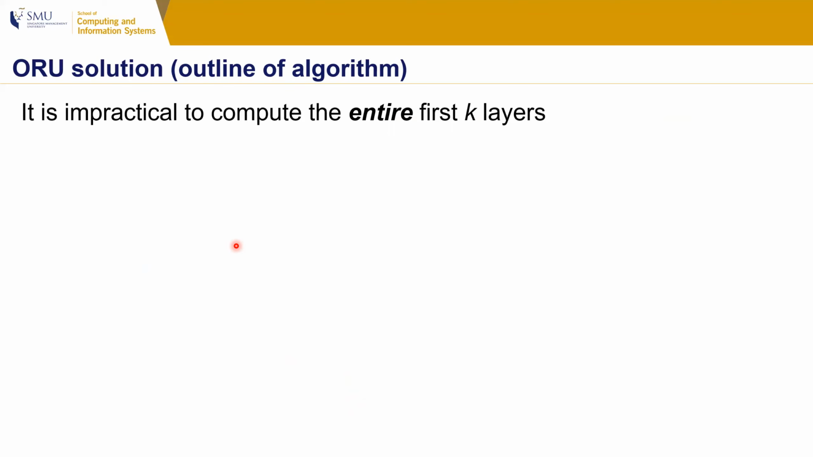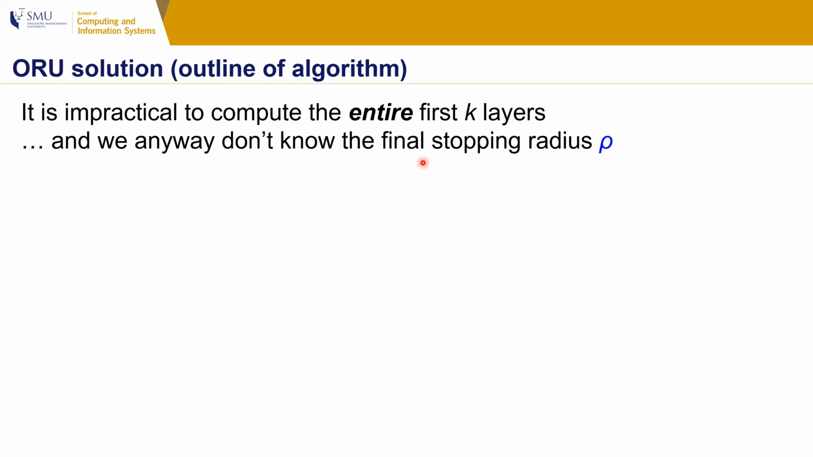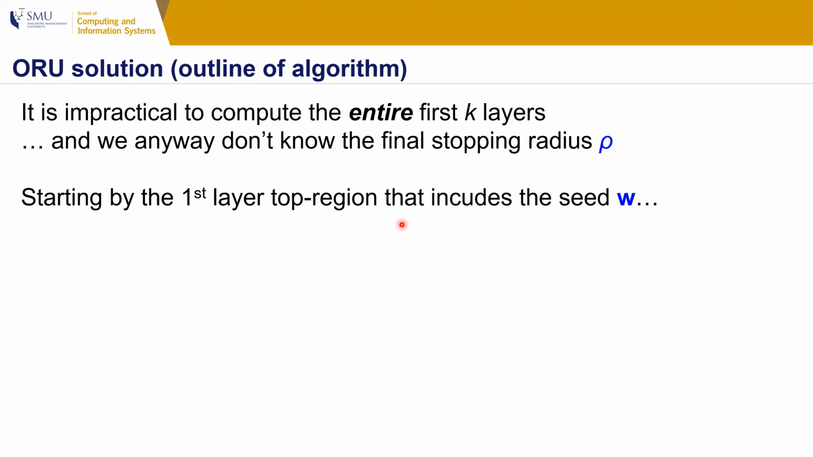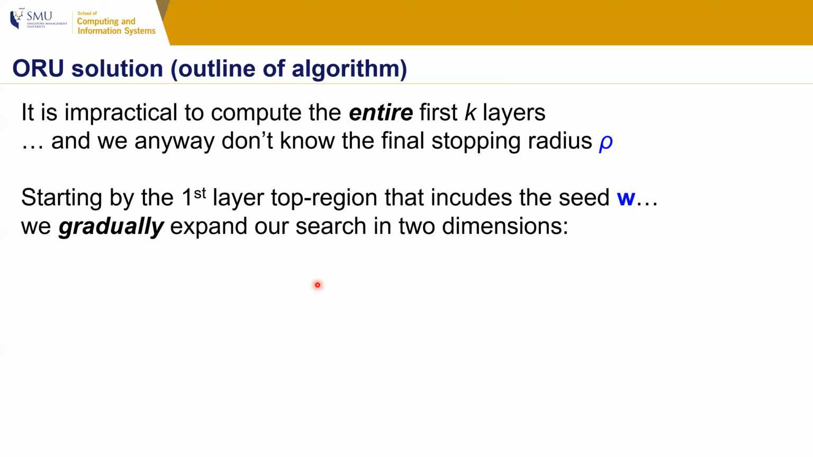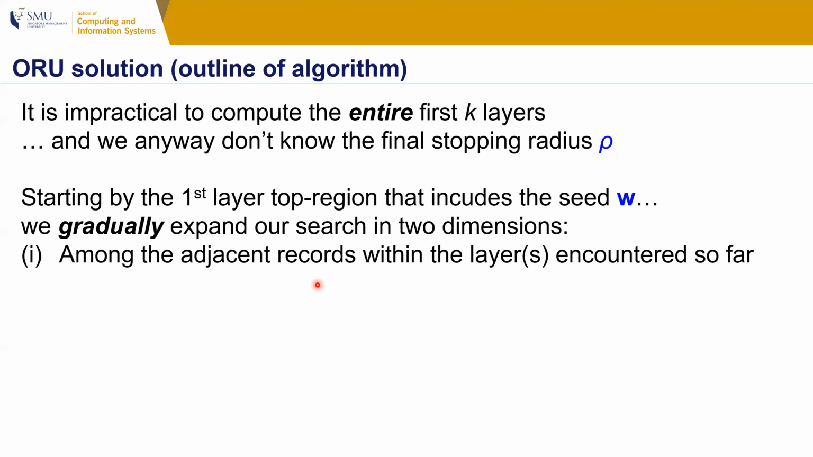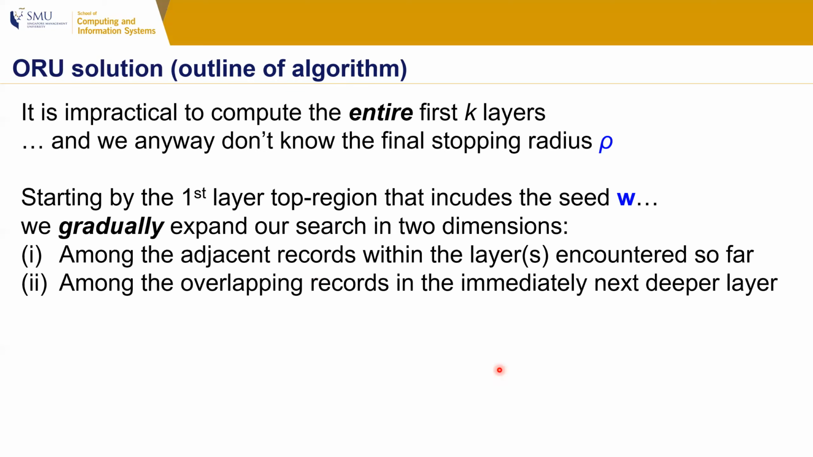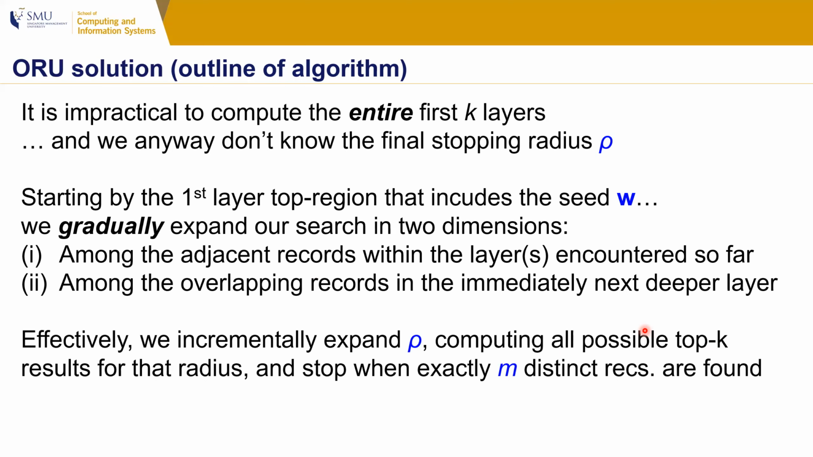So our solution is, of course, avoiding computing the entire K layers because it's going to take too much time. And anyway, we don't know the final stopping radius. So what we do is start by the first layer top region that includes the seed vector W, and then we do a gradual expansion in two dimensions. The first dimension is that we expand within the layers that we have encountered so far. And the second dimension is to expand by looking into the immediately next deeper layers. Effectively, we are incrementally expanding rho, computing all the possible top K results along the way, and we stop when exactly n distinct records are found.